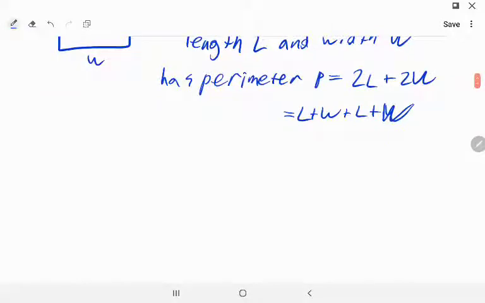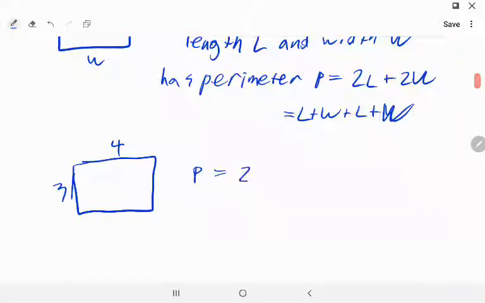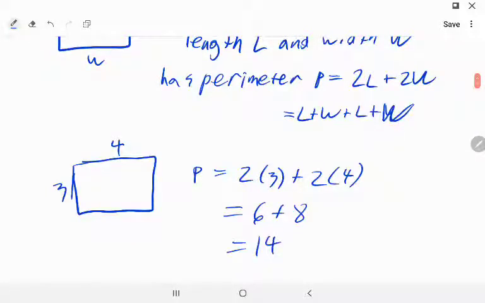So if we looked at something that was a rectangle that was 3 by 4, we notice the perimeter is 2 times 3 plus 2 times 4. We get 6 plus 8 gives us 14. And then if we don't have a unit specified, we'll sometimes just say units.